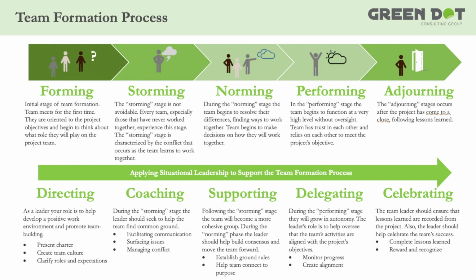After they've completed the storming phase, things will start to normalize. At this point, your role is to support the team and really help them fine-tune how they work together as a group. The more comfortable the team becomes in working together, they'll move to the next phase of performing. At this point, your role is to delegate to the team. At the performing phase, the team is able to act autonomously and oftentimes is very much self-directed.